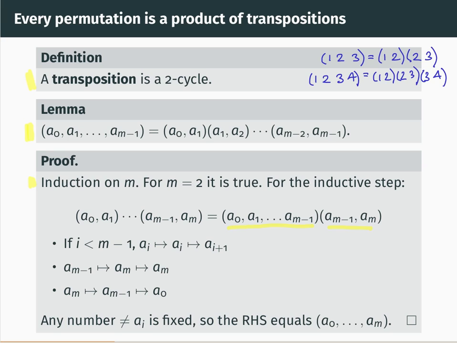So what we have to do in our proof is just think carefully about the composition on the right here and prove that that composition is actually equal to the (m+1)-cycle a0 up to am. Let's write this down.